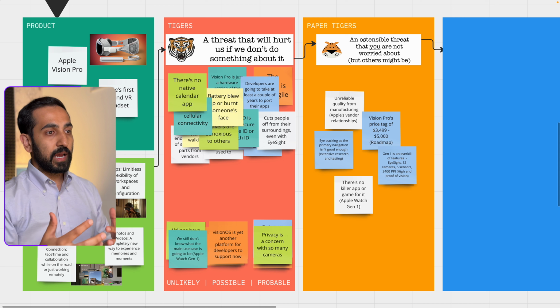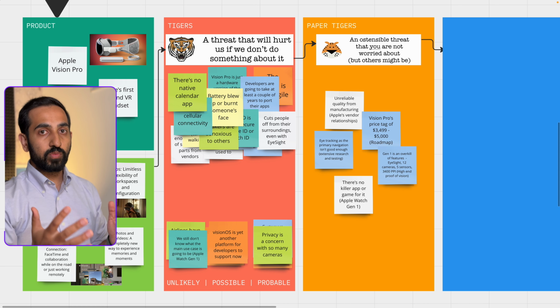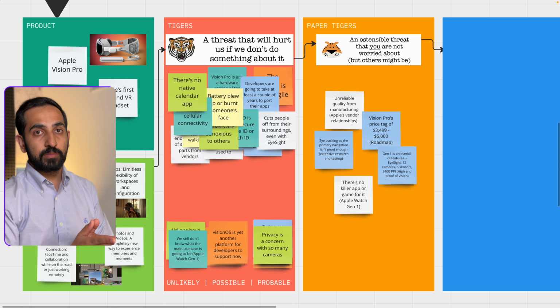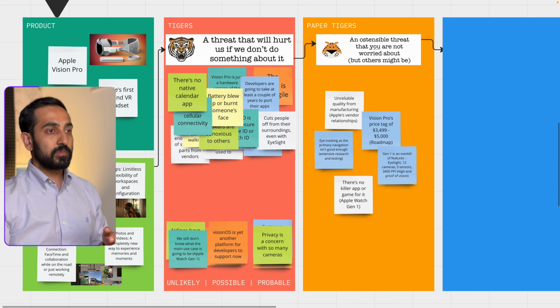And there's no killer app or game. Yes, we talked about this, where this is again a Generation 1 product and the exact use cases will show themselves. Even working with our developers, we will help them build those killer apps and games for the Vision Pro.